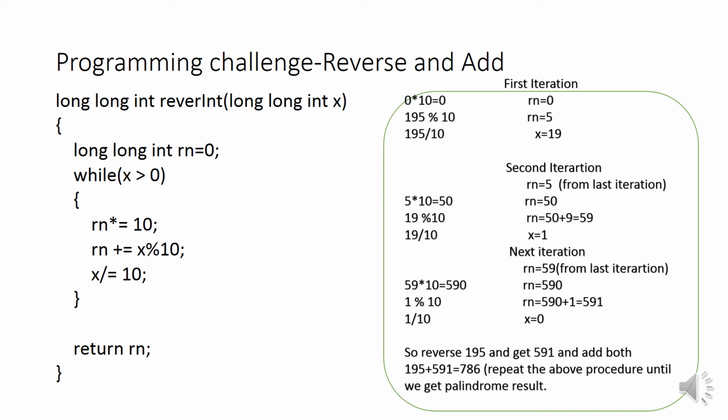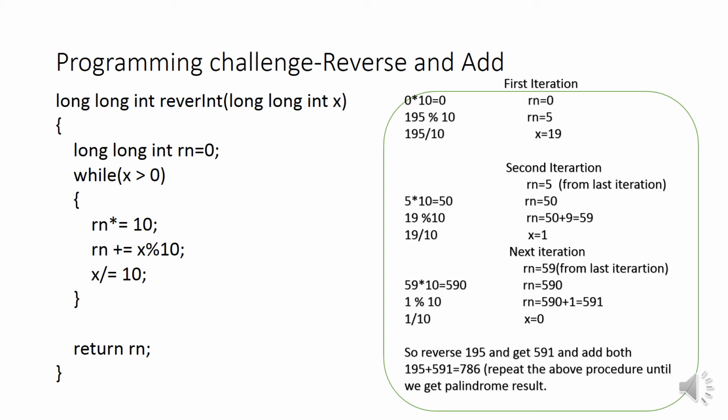So when we execute that function the first time, let x be equal to 195. Here we take a second variable, rn, which is initialized to 0. Friends, we execute it using a while loop. First of all, in the while loop we check whether 195 is greater than 0. Yes, it is greater than 0. So rn is 0 times 10, that is 0. rn is equal to 0. So that will be shown in the first iteration.